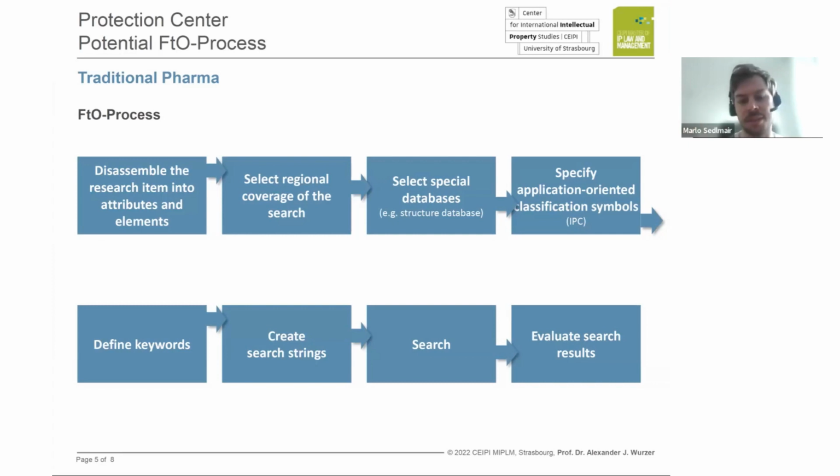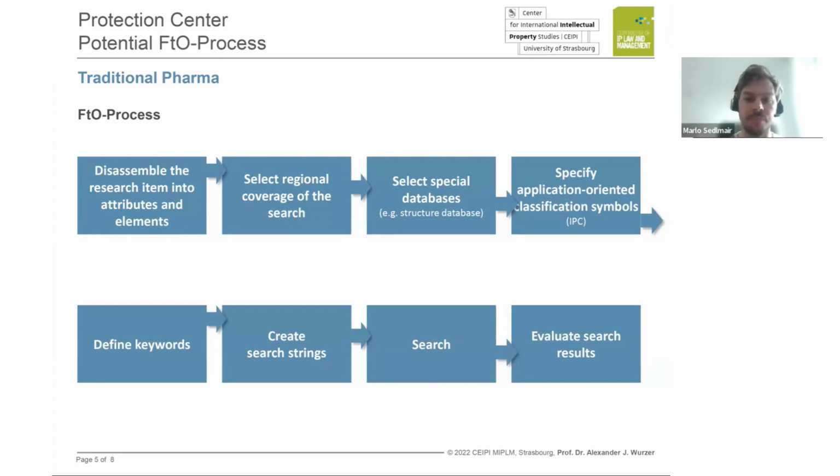As a third step, then selection of special databases, for example, structured databases. So in addition to traditional patent databases, there may be specialized databases or resources that can provide additional information on relevant patents or prior art. So as said, for example, the structure database could be used to search for similar chemical compounds or molecular structures that might be relevant for the FTO analysis.